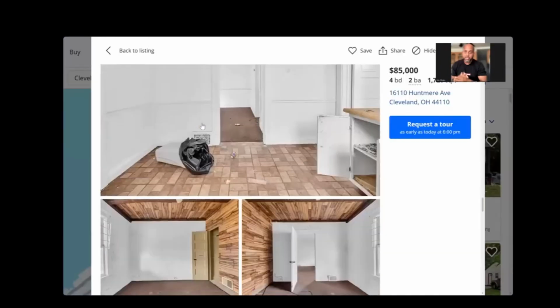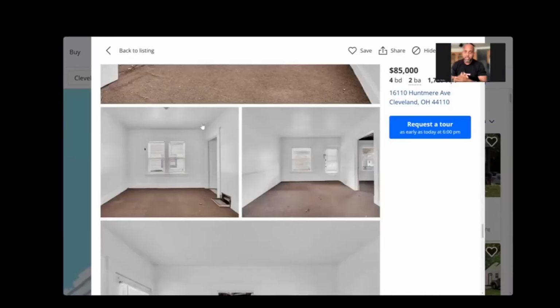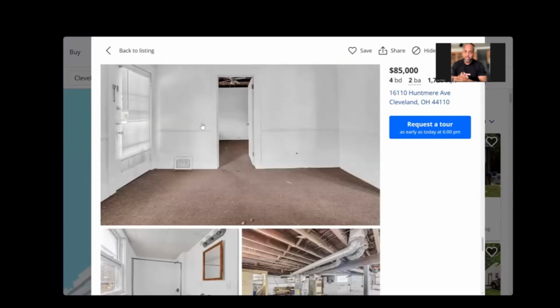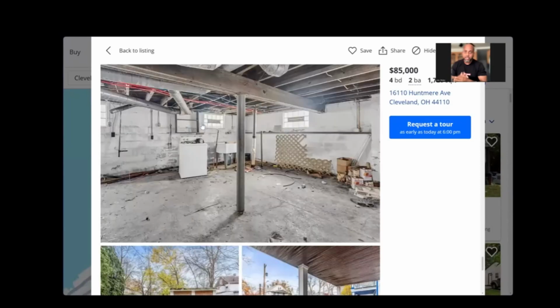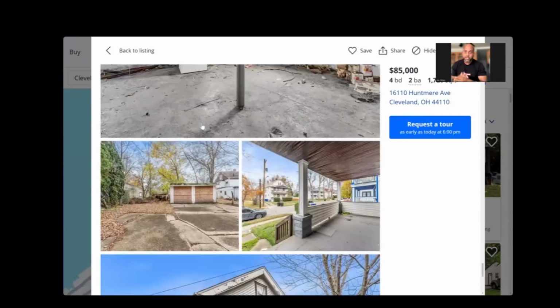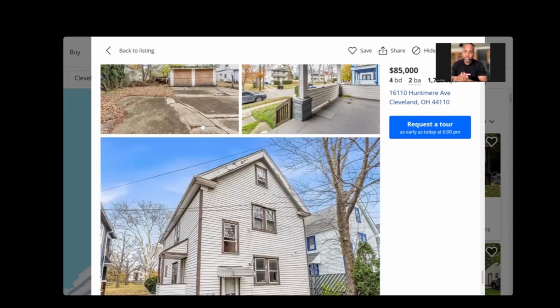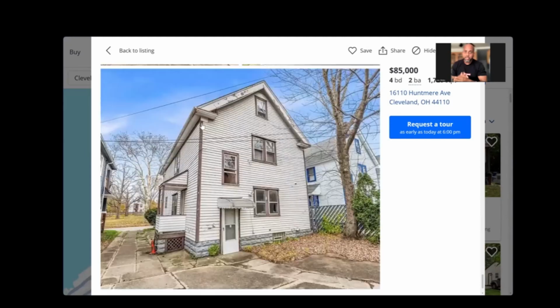But I don't know. This just seems, us being investors, it's like, what's the problem? Right. You know what I mean? What's the problem? Nobody wants it. Nobody wants to live here. It looks like a decent neighborhood.